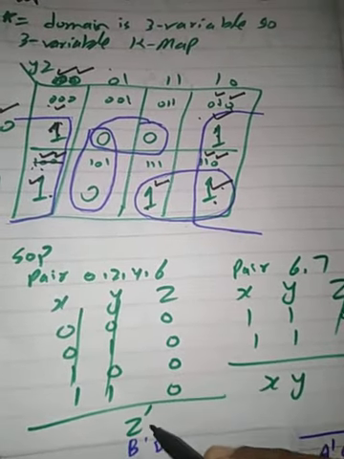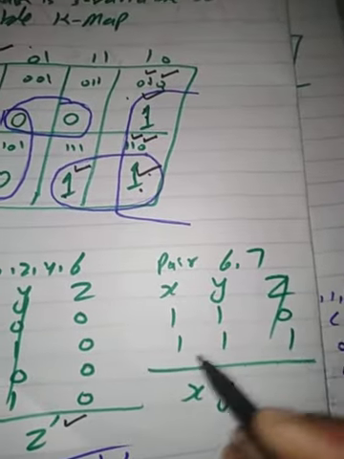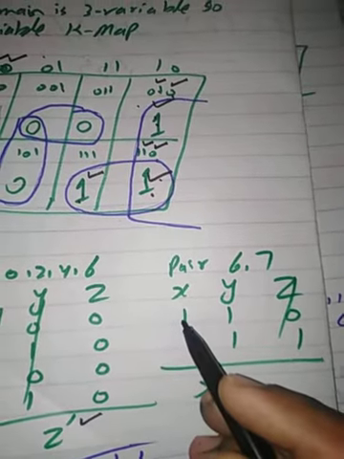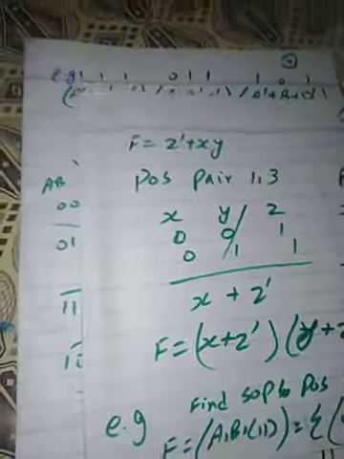Z is 0. So in SOP, 0 represents a complement, Z complement. Then 6, 7, 6, 7 cancel out the difference. X is simple, Y. So X, Y. Thus your final result is Z complement plus X, Y. Now how to solve a POS?